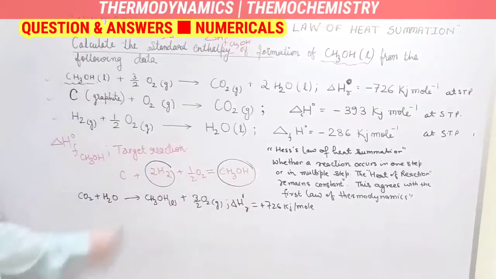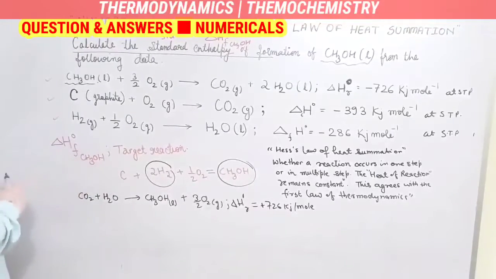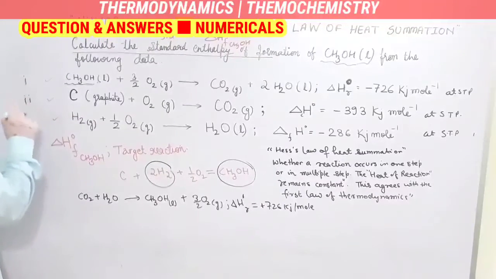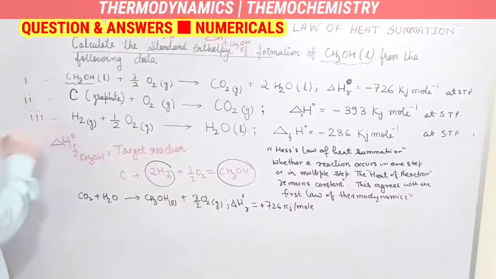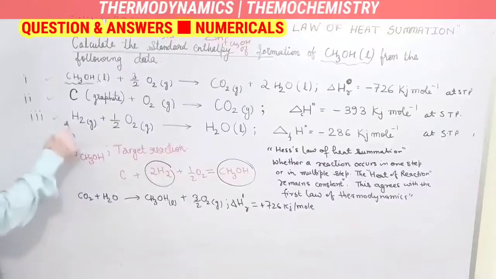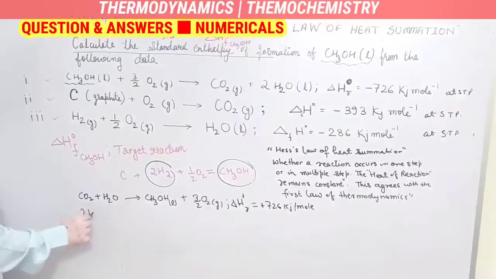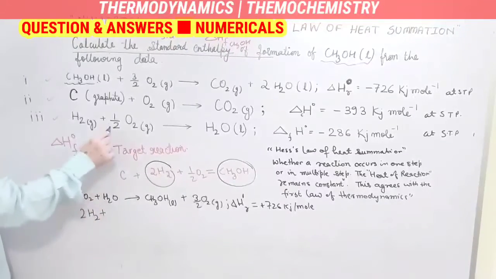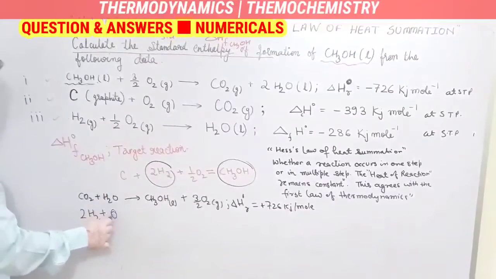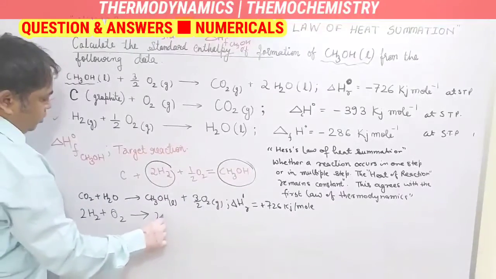Now we need to have 2H2 on the left hand side. So for having 2H2, I will take equation number 3. Let this be equation number 1, let this be equation number 2, let this be equation number 3. I will take equation number 3 and multiply throughout by 2. So this will become 2 into equation 3. It will become 2H2 plus O2, since 2 into half becomes 1, forming 2H2O.